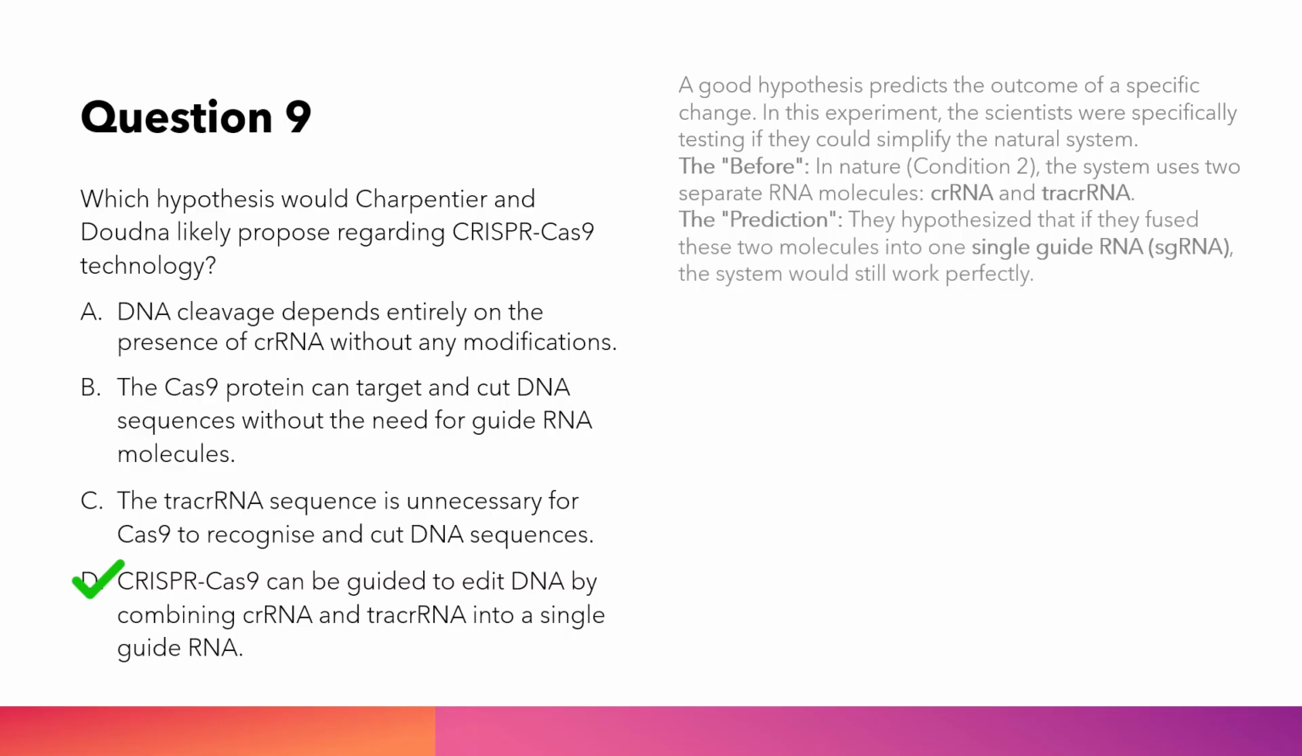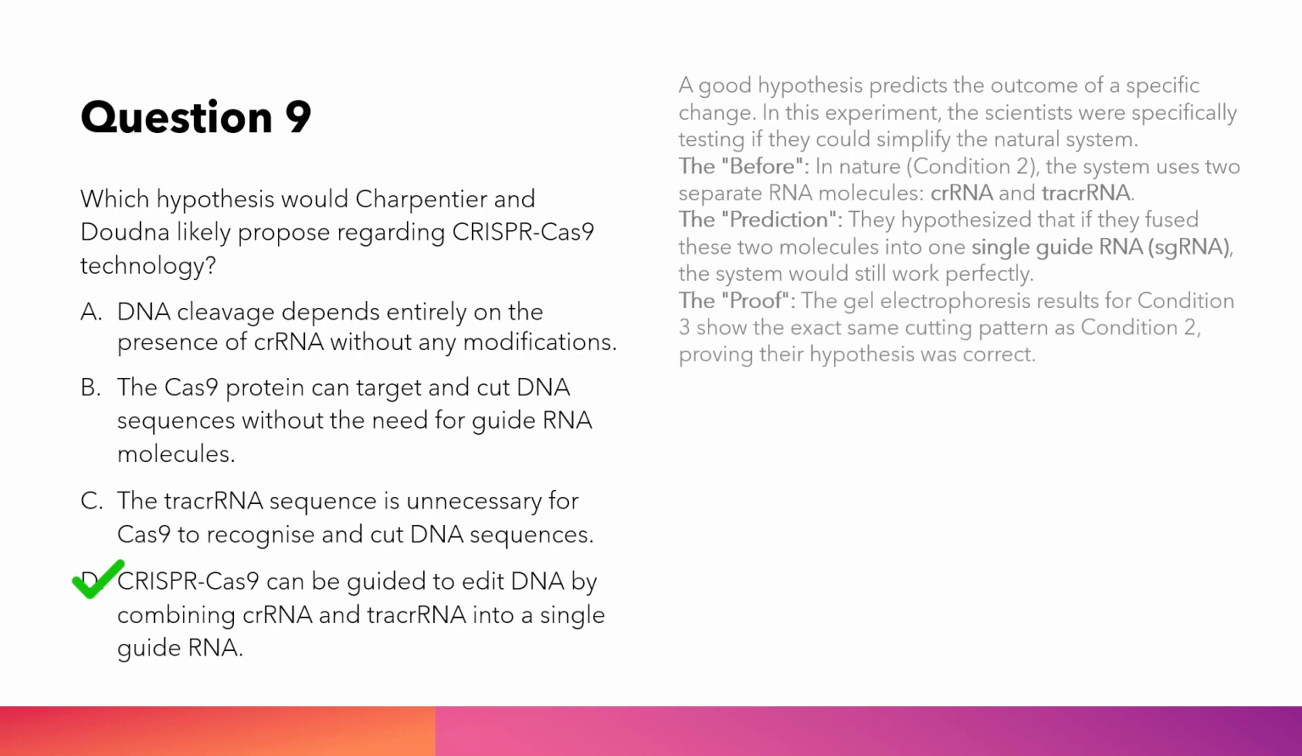The prediction: they hypothesized that if they fused these two molecules into one single guide RNA, sgRNA, the system would still work perfectly. The proof: the gel electrophoresis results for condition 3 show the exact same cutting pattern as condition 2, proving their hypothesis was correct.